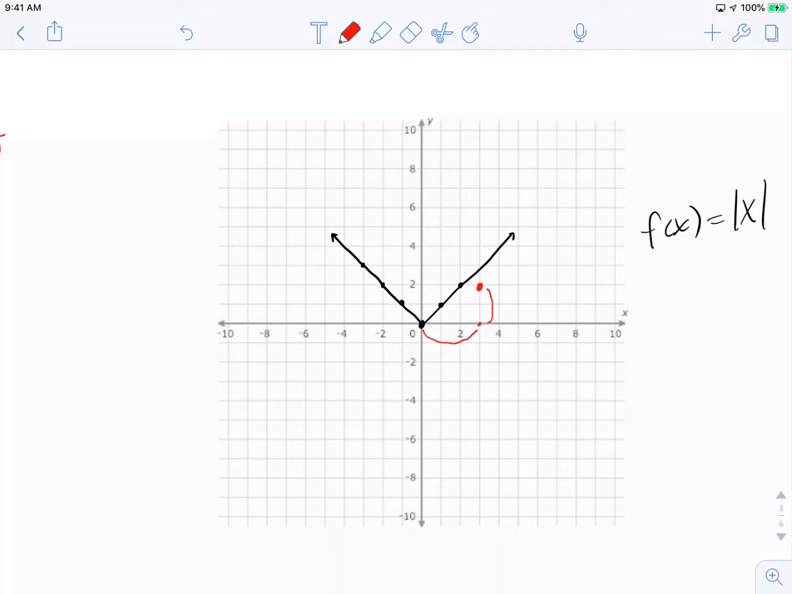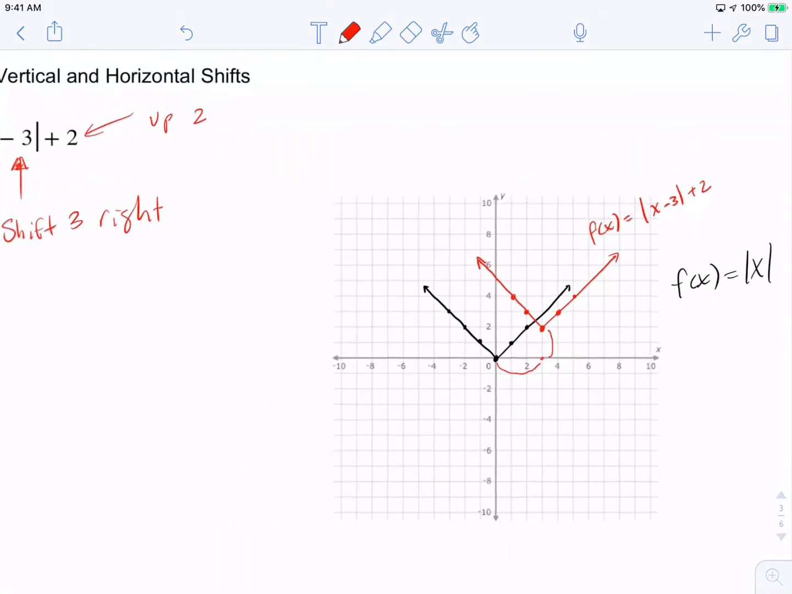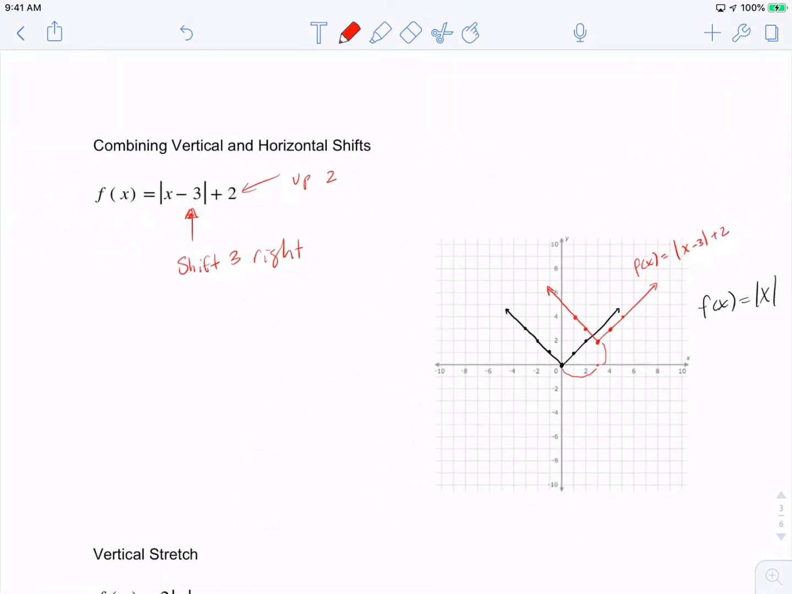And then from there, everything is going to be consistent to what we had before. So 3 to the right, up 2. 3 to the right, up 2. And 3 to the right, up 2. And so we end up with this function here. And that red function is f of x equals the absolute value of x minus 3, plus 2.